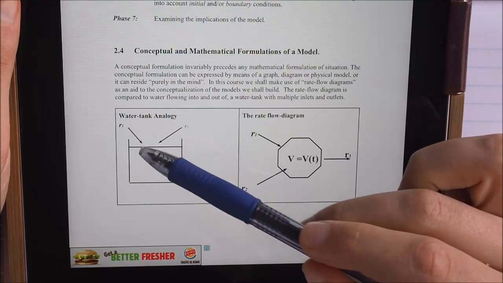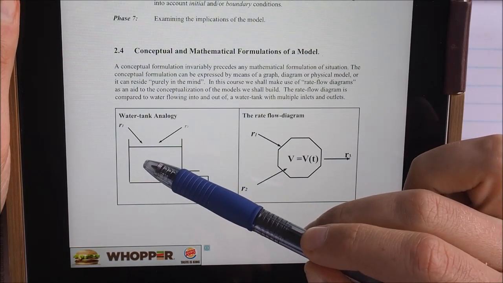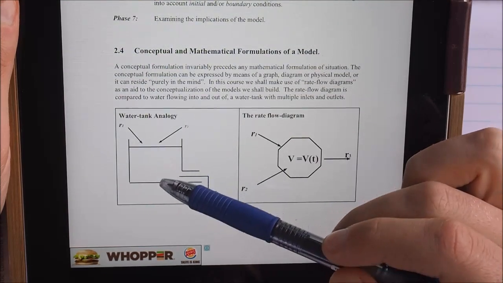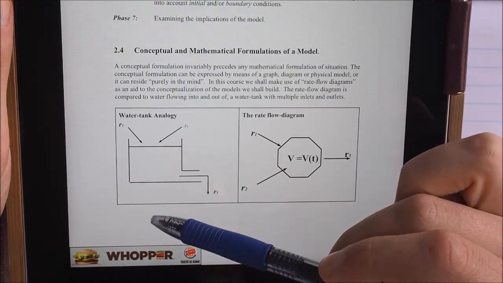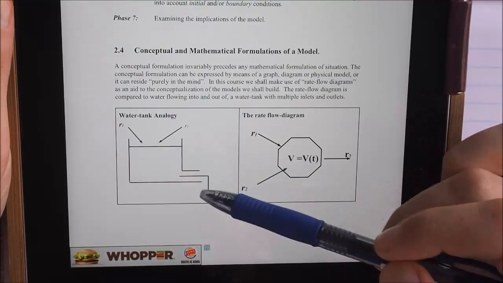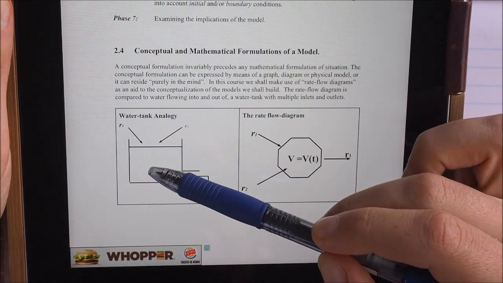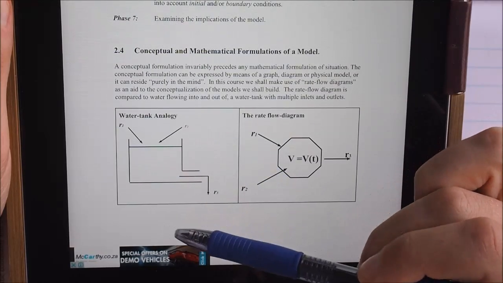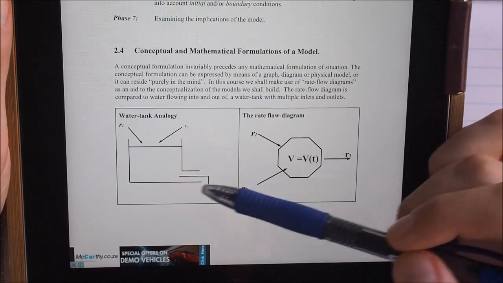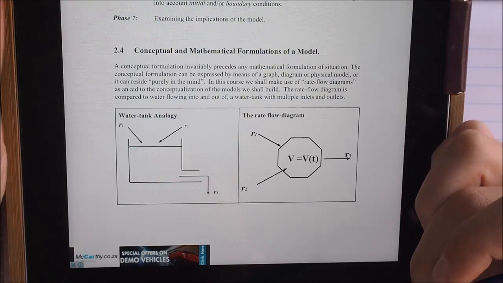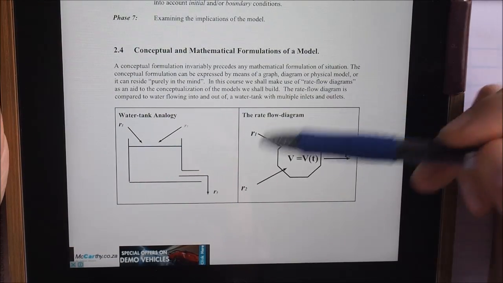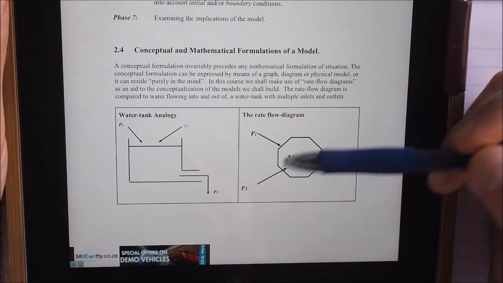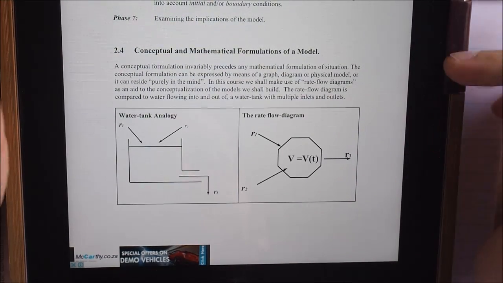So R1 is how many liters or milliliters of liquid per time. A rate must be per time, so it's volume per time. And so R1 is how much water is coming in per second or per minute, R2 is how much water is coming in from another source per minute, and then R3 is how much is leaving per minute or per second, whatever we decide. And so we have here a rate flow diagram. We see R1, R2 being fed into this volume, and R3 is leaving.